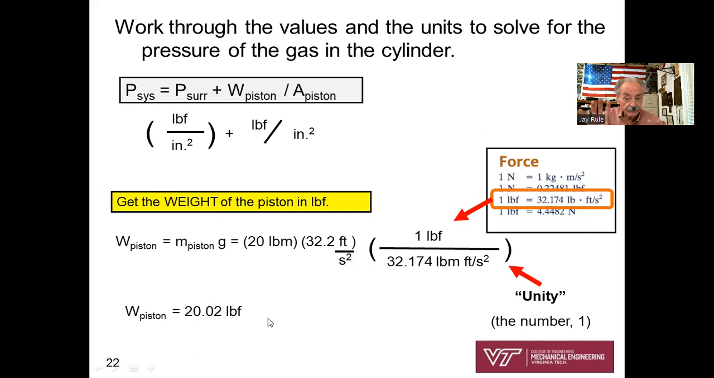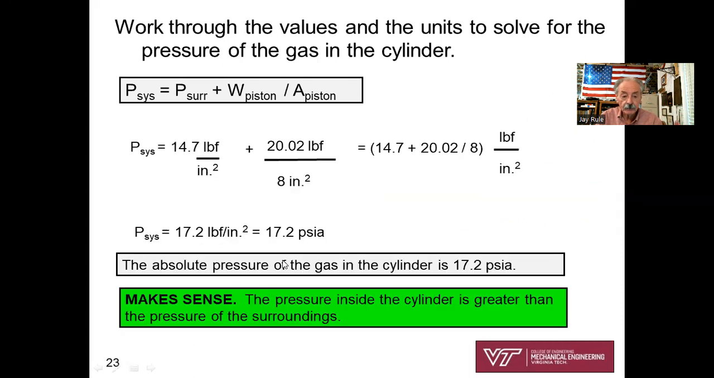Numerically, very similar to the mass, but not equal to the mass. The weight of the piston is 20.02 pounds force. All right. So we're going to trudge ahead. What's our job? Our job is finding P of the system. We don't want to get lost. So now back to our governing equation with numbers and units.